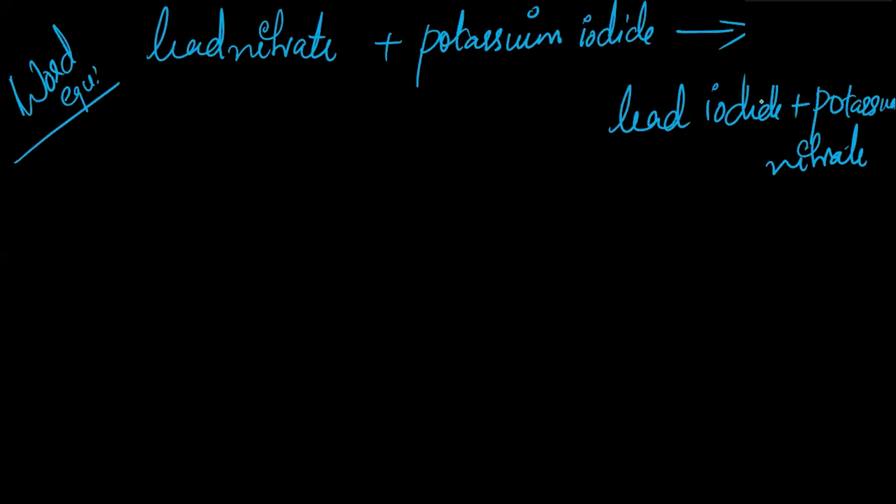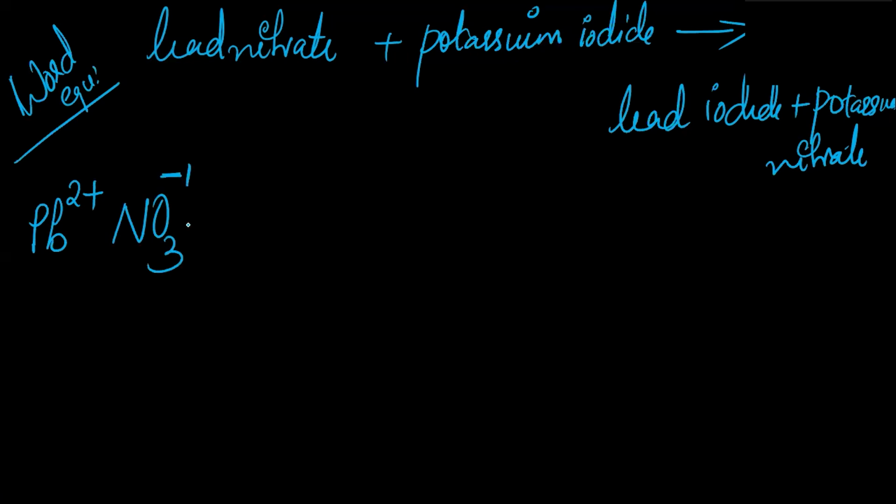First of all, you have to write down the chemical formula of all these compounds. Then only you can balance, right? So what is lead nitrate? Okay, let us try. Lead is Pb2 plus, right? Nitrate is NO3 minus, minus means minus 1.